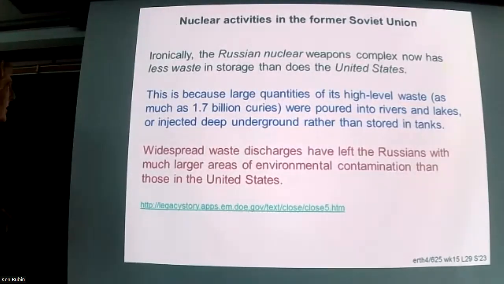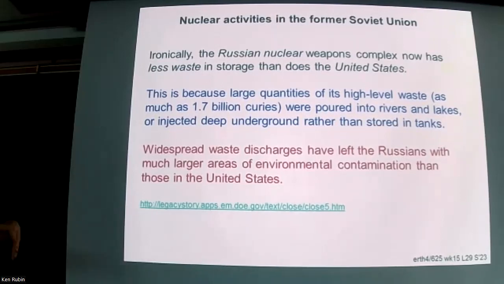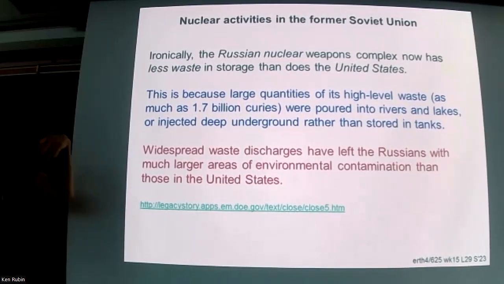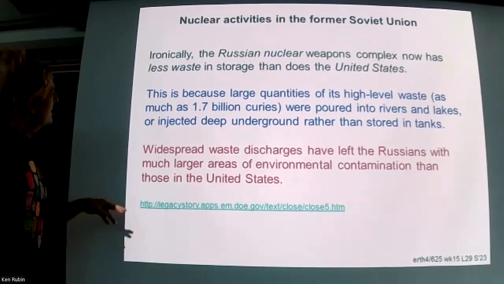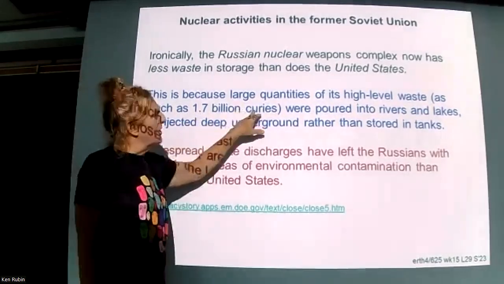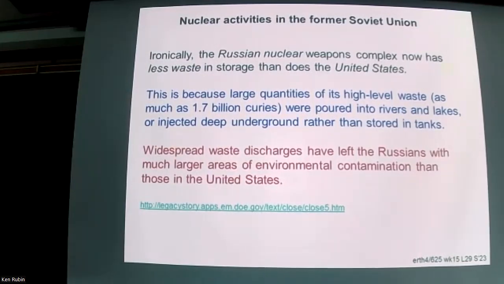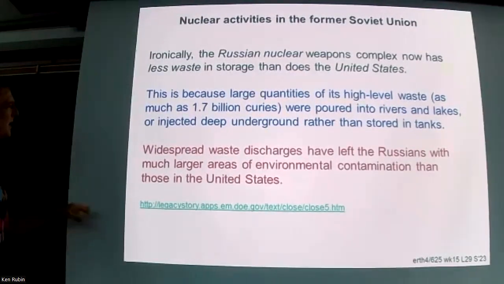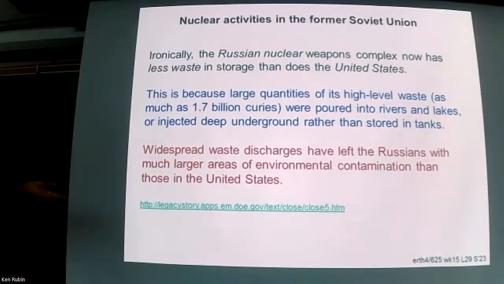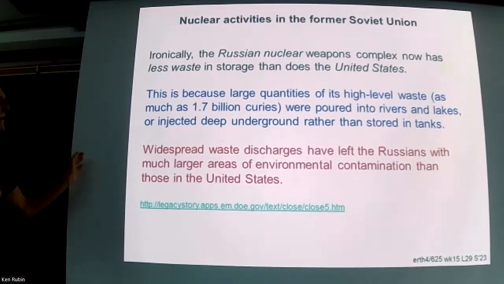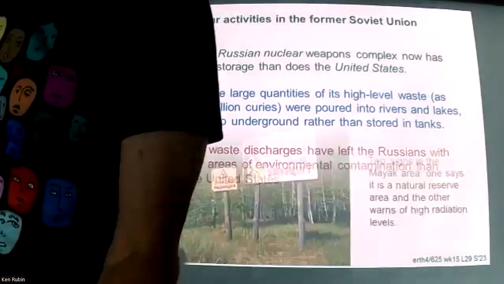So the irony about nuclear waste in the former Soviet Union is they don't have nearly as big of a waste problem as we have in the US. That's because all along they were just spilling it out into the environment. They were just not worrying about it. So for instance, there's as much as 1.7 billion curies that was poured into rivers and lakes, most of it getting into one particular lake near MIAC, which has left widespread areas of the Russian countryside, what is considered Western Siberia, very, very contaminated. And basically, you can't even visit them. I've given you a link there if you want to check it out more.